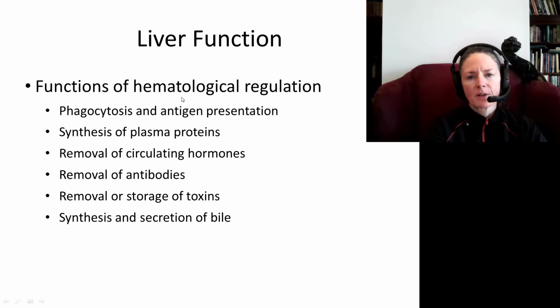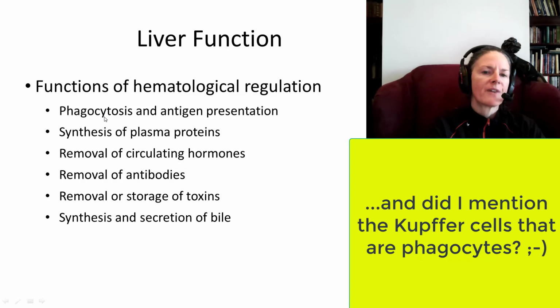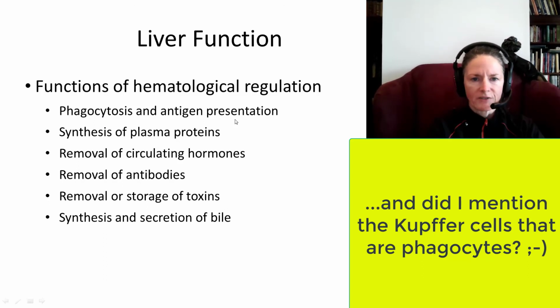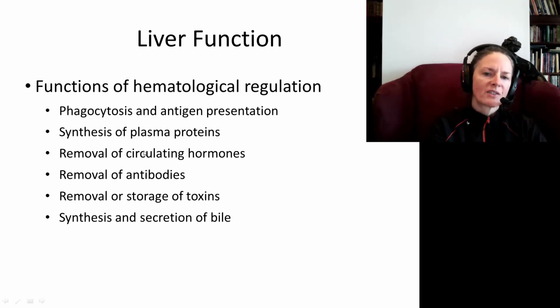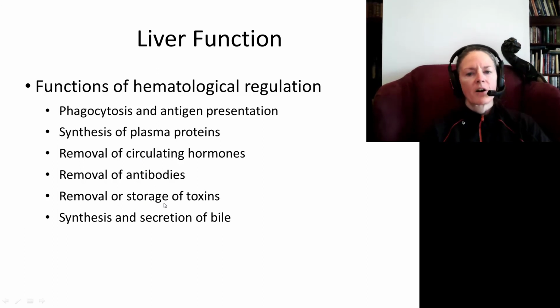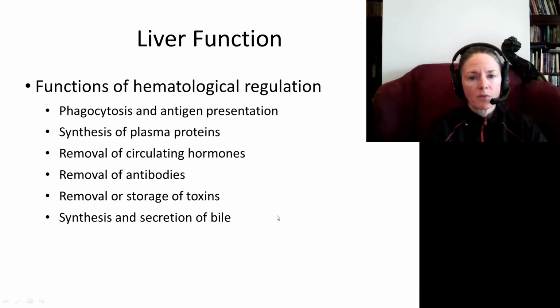When we consider the hematological regulation of it, well, we've seen our Kupffer cells, so there's going to be phagocytosis. We're going to have some antigen presentation within the liver. We're going to have our synthesis of plasma proteins, removal of excess things like circulating hormones and antibodies. We're going to remove some of our toxins and store some of our toxins. So, for example, when hemoglobin is broken down, the iron is taken out of it, and the biliverdin, which will eventually be converted to bilirubin, will be used for the synthesis of bile.